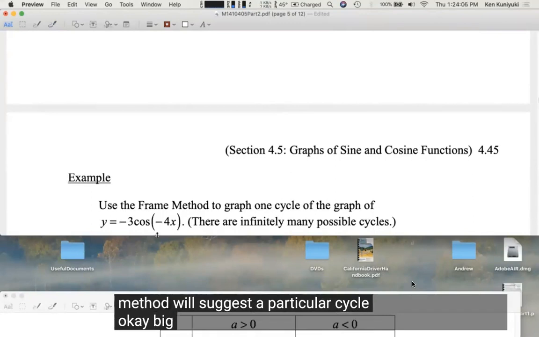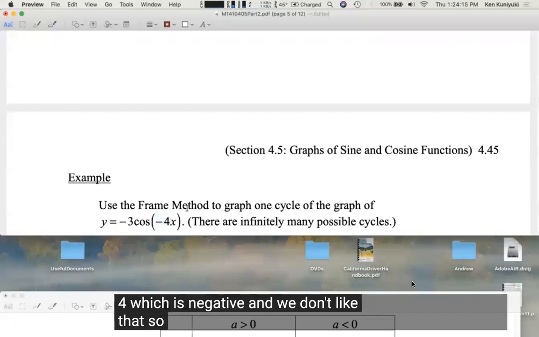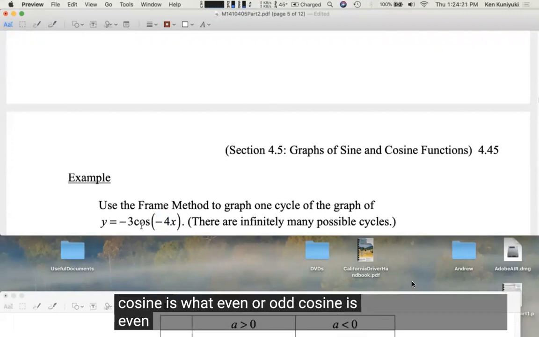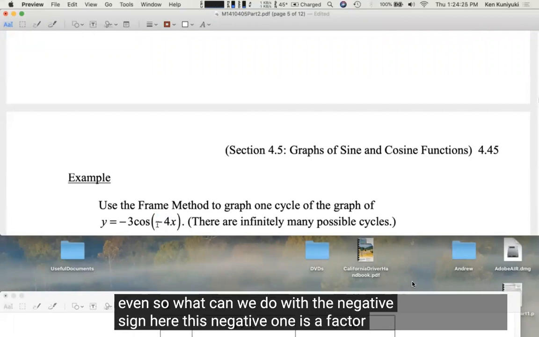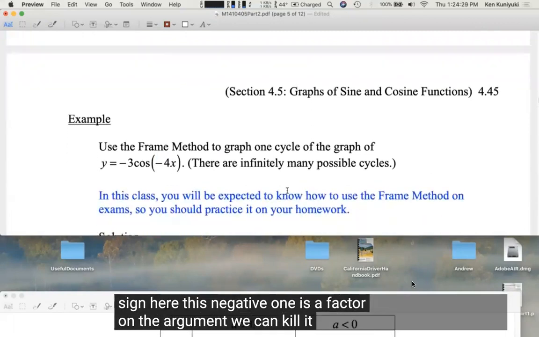Okay, big problem. B is what? B is -4, which is negative, and we don't like that. So we're going to use the fact that cosine is what? Even or odd? Cosine is even. So what can we do with the negative sign here? This -1 is a factor on the argument. We can kill it.